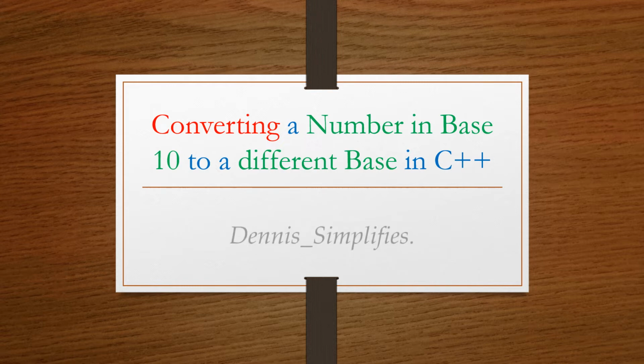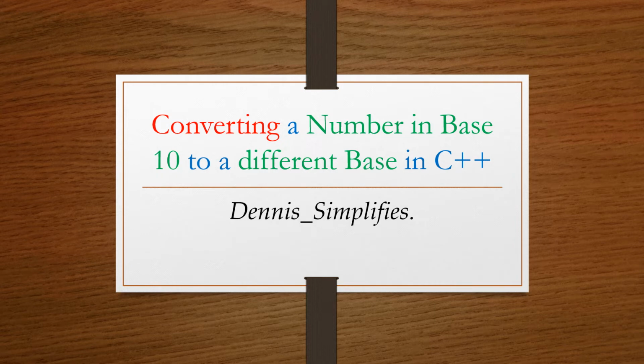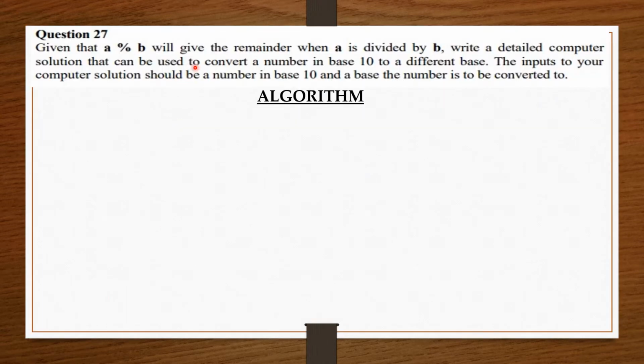So, let's simplify. Given that A modulus B will give the remainder when A is divided by B, write a detailed computer solution that can be used to convert a number in base 10 to a different base. The inputs to your computer solution should be a number in base 10 and a base the number is to be converted to. So the algorithm, you're going to ask the user to input the number in base 10.